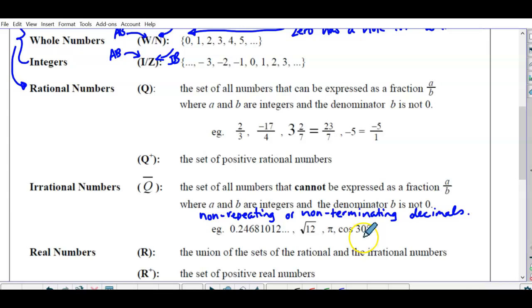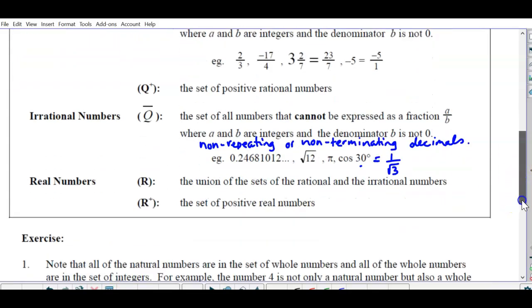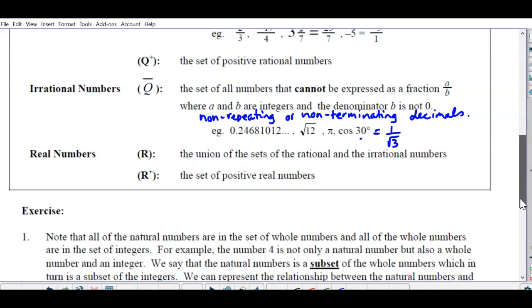Cos of 30 degrees, that's a trig ratio that we're going to learn this unit, and really that can be expressed as a fraction where one of the components, the denominator, is an irrational number. So that's how we know that the whole thing is irrational. And real numbers are, again, the same for Alberta and for IB, that is all of the above. Basically, it's a union of the sets of rational and irrational numbers. The odd time you might see R plus, that's the positive real numbers.